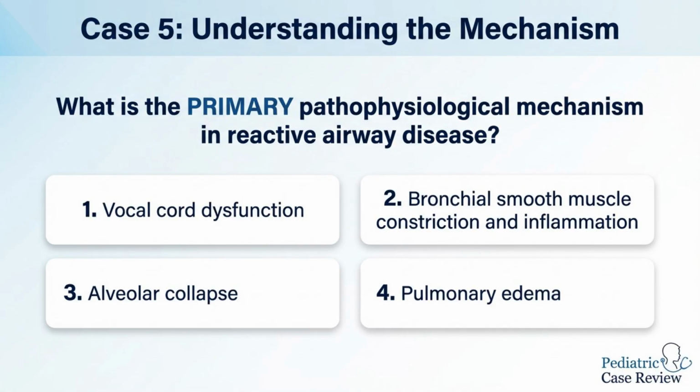We will now move to case 5, which focuses on understanding the underlying mechanism of this condition. What is the primary pathophysiological mechanism in reactive airway disease? Option 1, vocal cord dysfunction. Option 2, bronchial smooth muscle constriction and inflammation. Option 3, alveolar collapse. Option 4, pulmonary edema.